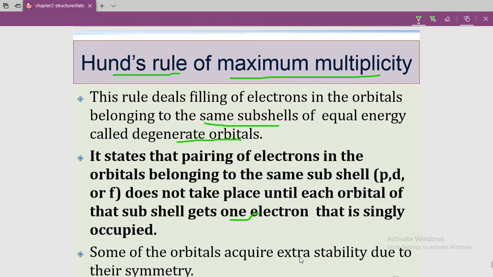Next one was Hund's rule, maximum multiplicity. According to this rule, in the sub energy level there are some subshells. Suppose there is p subshell, d subshell and f subshell. There are 3 orbitals in p, 5 orbitals in d, and 7 in f. Each has the same energy level. First electrons enter singly, occupying all the orbitals. Extra electrons will be filled after each orbital is occupied by one electron.